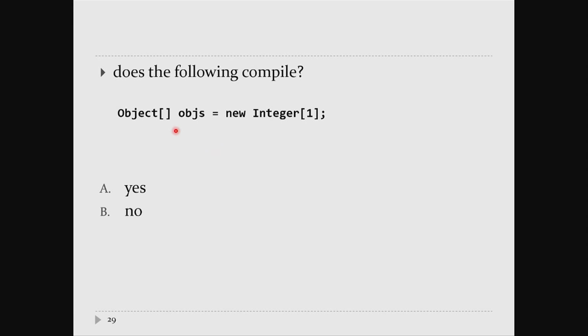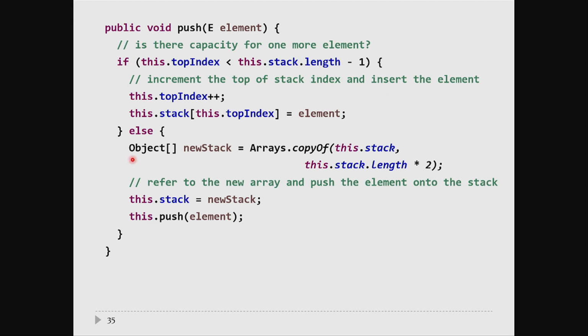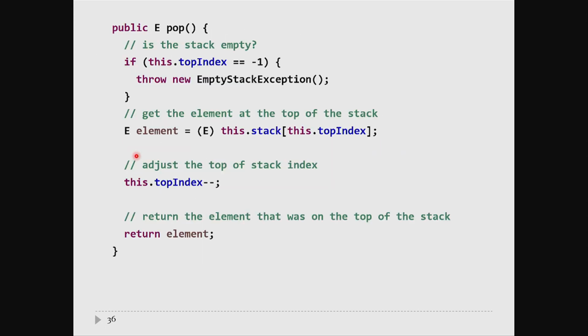So the rule of thumb is you want to avoid using arrays if you can when you're implementing generics. If you are using them, then you have to do what I showed you here: storing and casting. I'm storing everything in an array of Object, and when I need the element, I cast it back out.